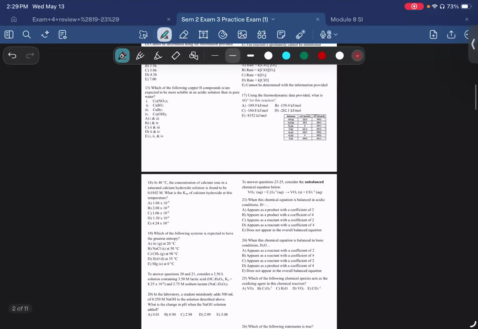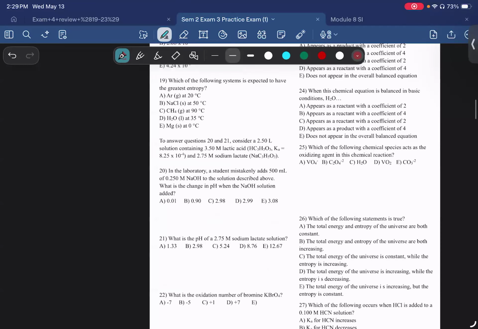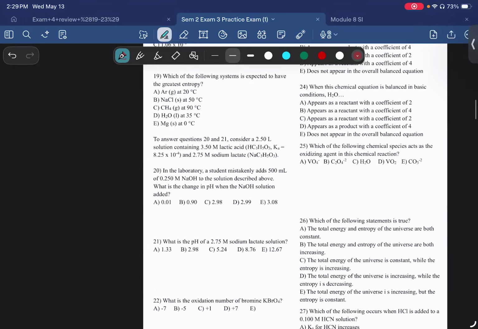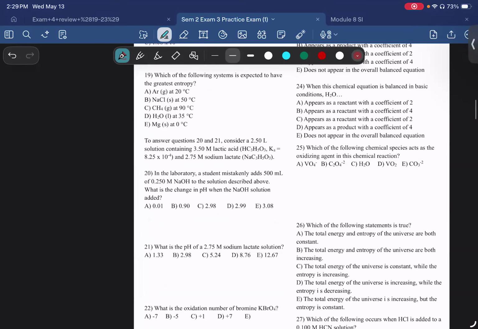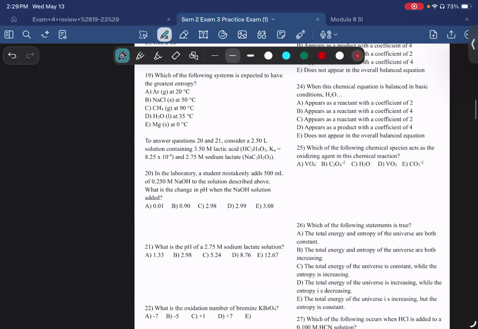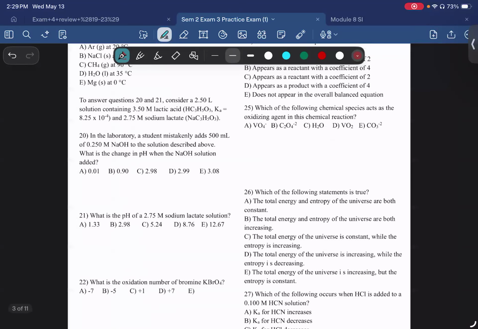Okay, we can go over it quickly. So 20 and 21. I was struggling on how to write the equation for the ICE chart, because I knew it had to be an ICE chart, but I never know where the salt should go in the equation, whether it should go on the left or right side. I just didn't know what to do.